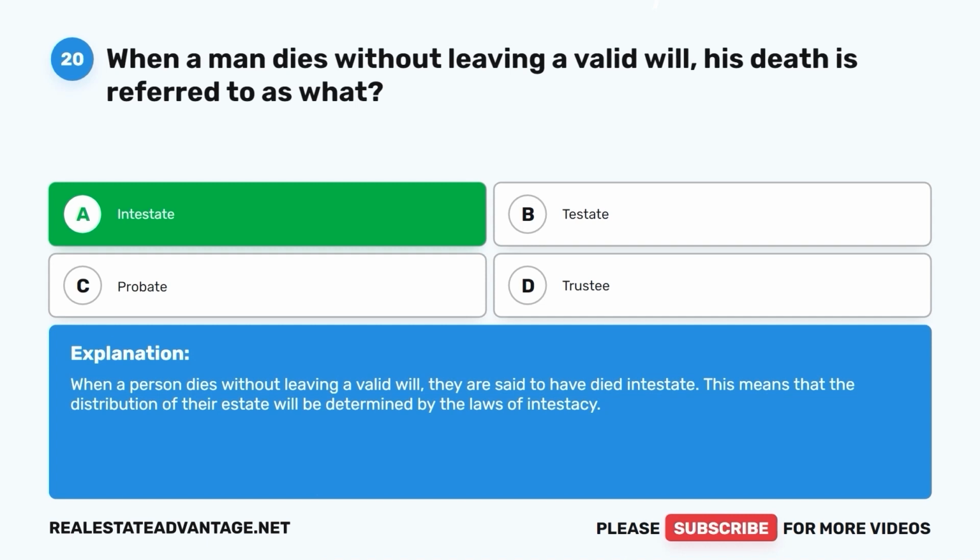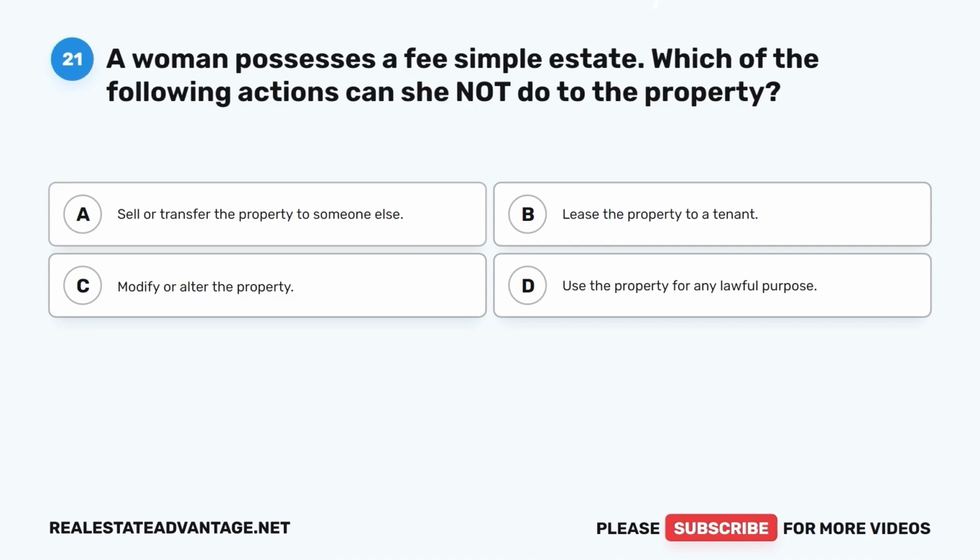This means that the distribution of their estate will be determined by the laws of intestacy. Question 21. A woman possesses a fee simple estate. Which of the following actions can she not do to the property?